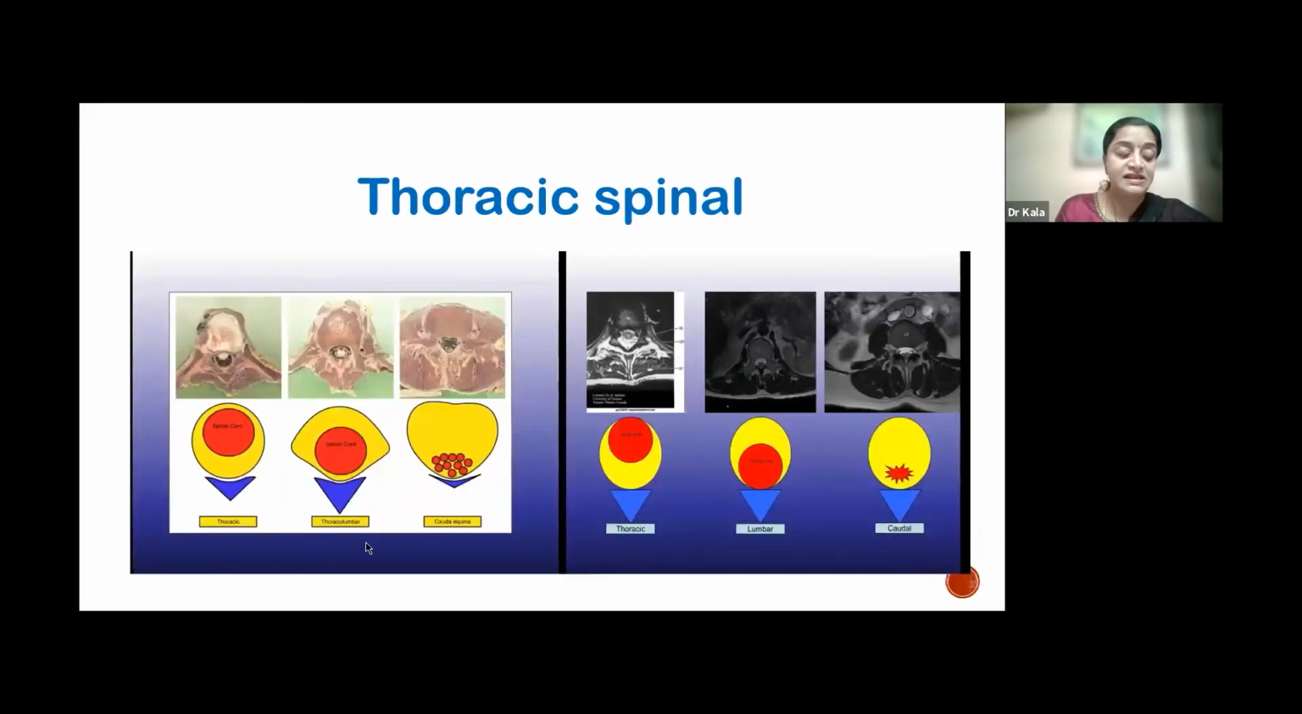Also, the CSF at the thoracic level is decreased compared to the lumbar levels. The thoracic nerves are thinner. Thus, it causes less anesthetic drug dilution, and the roots are very easily blocked due to their small size, needing a low volume of local anesthetic agent at the thoracic level.